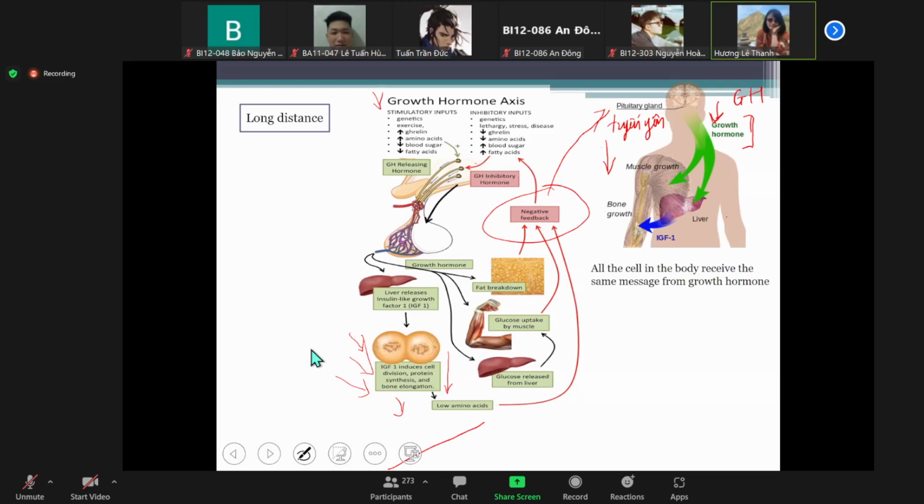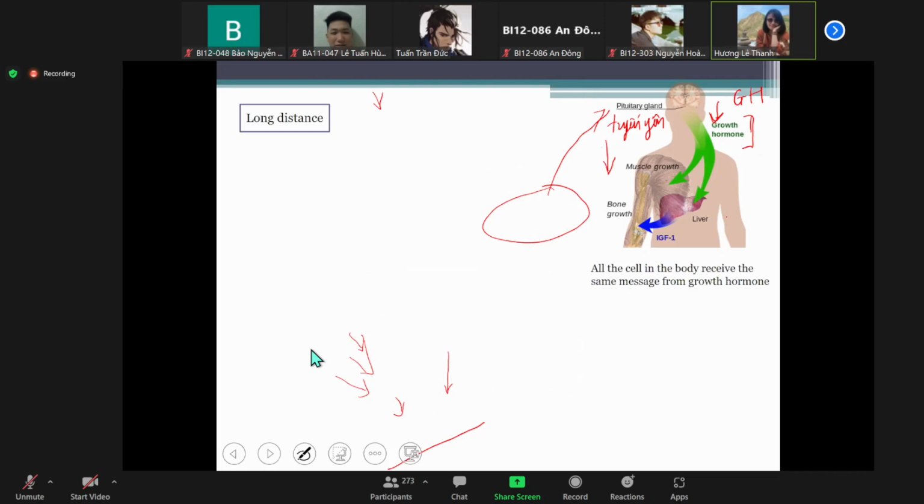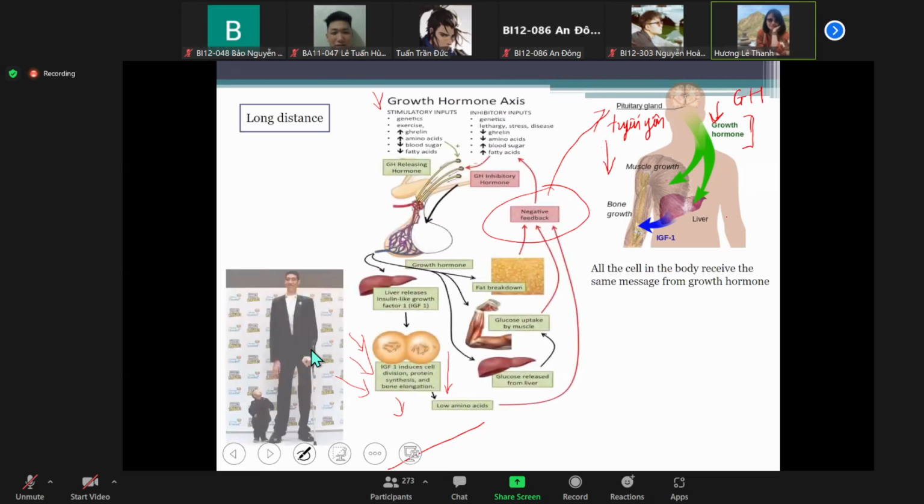If these two processes are not in balance, it may result in a too tall or too short person, right? If there is too much of the process here, you are too tall, or if inhibition is too much, they cannot grow, and you are too short.